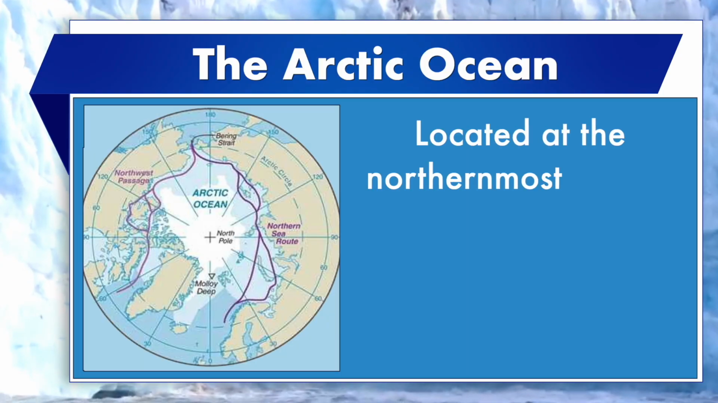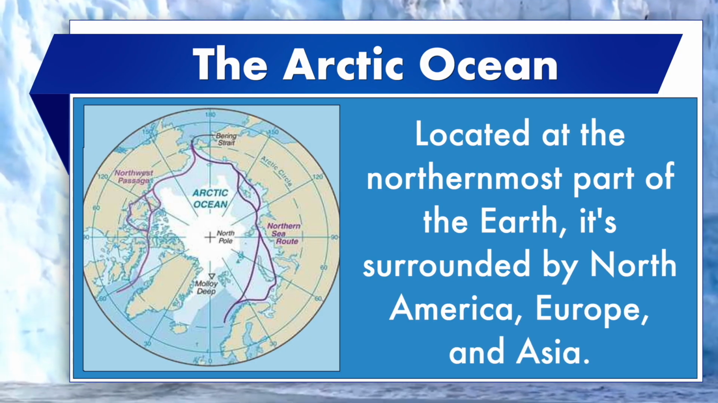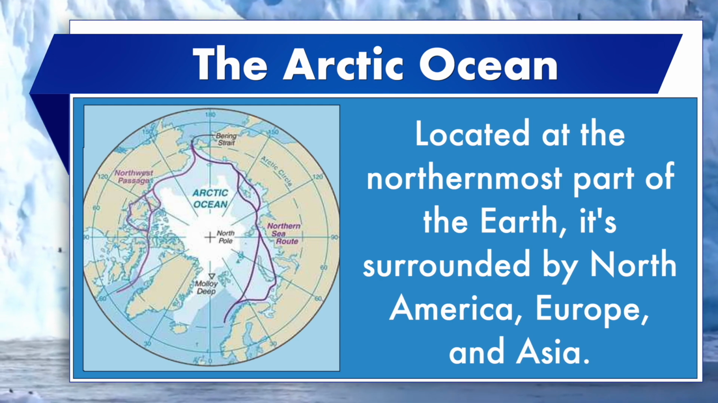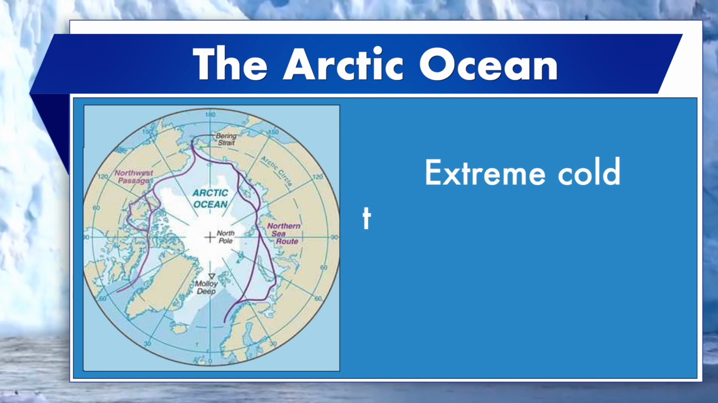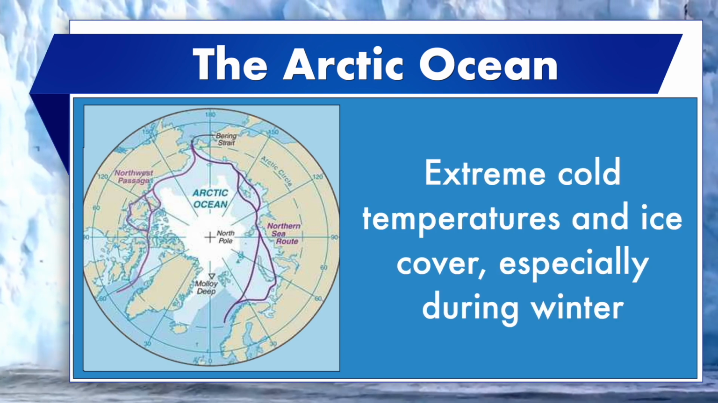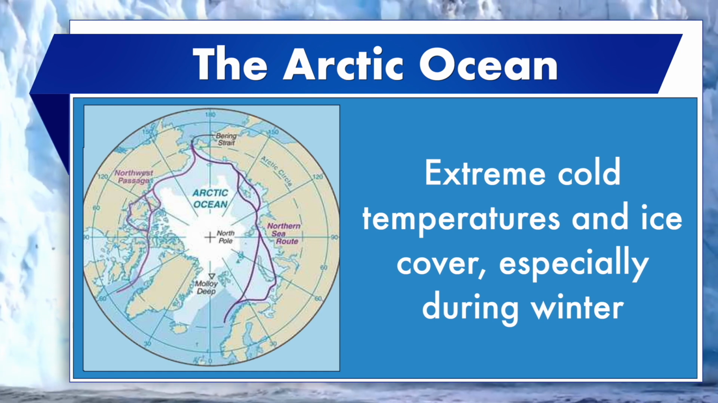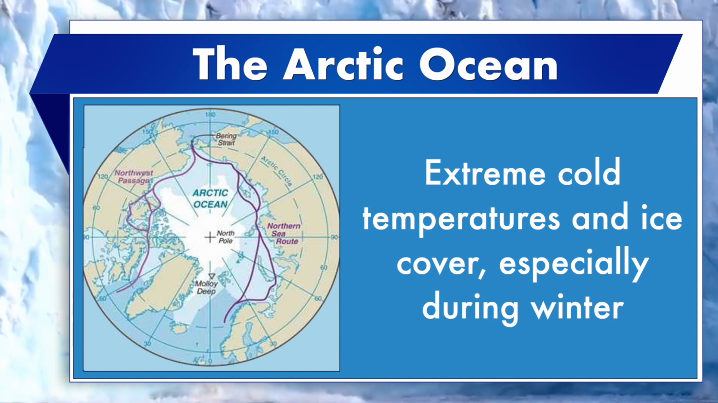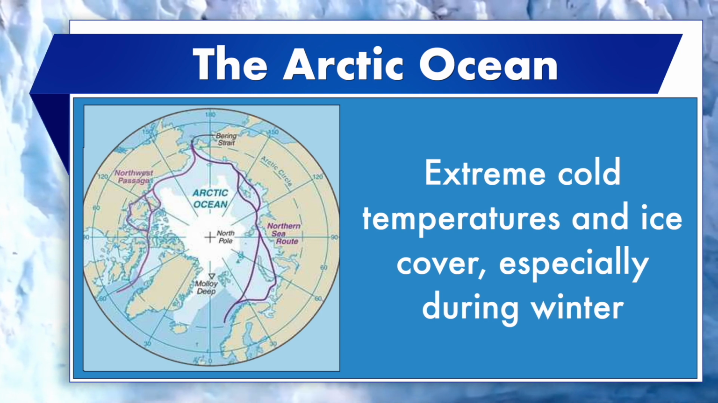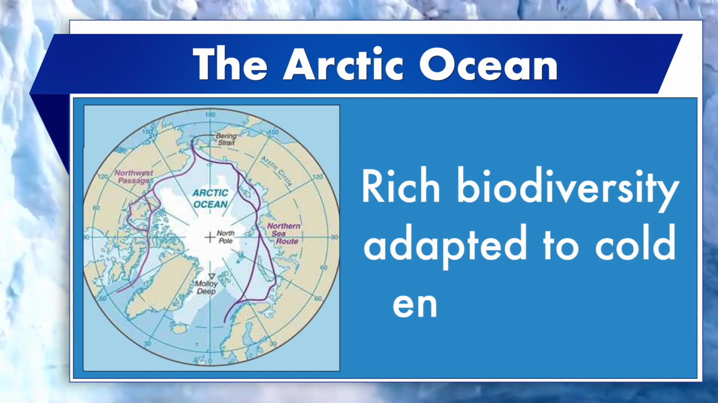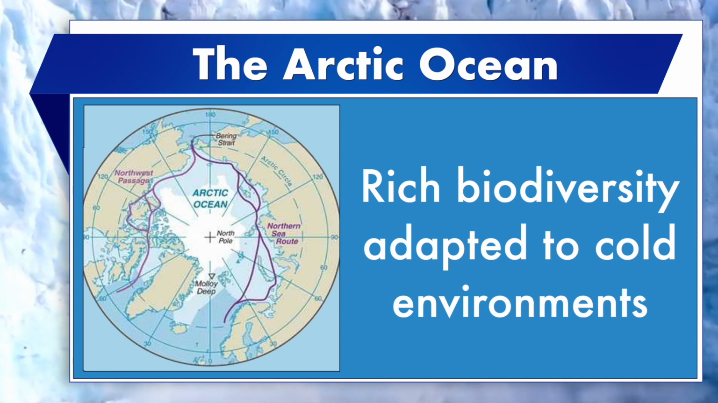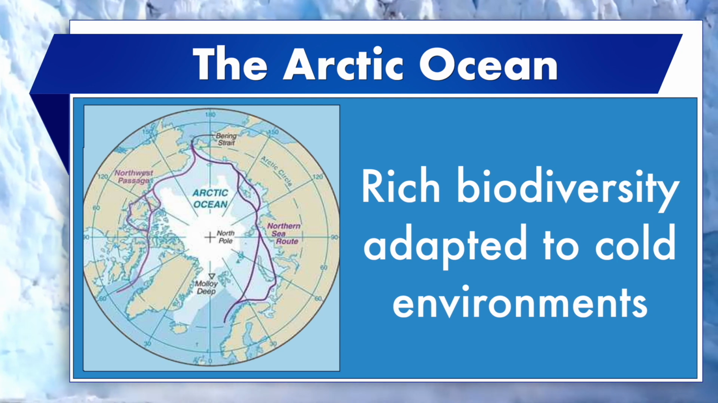Located at the northernmost part of the earth, it is surrounded by North America, Europe and Asia, and it has extreme cold temperatures and ice cover, especially during the winter. It also has shallow continental shelves and deep abyssal plains. And the Arctic is very famous for its rich biodiversity adapted to cold environments.